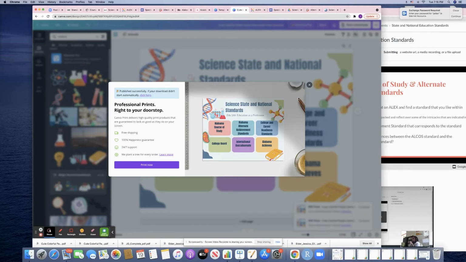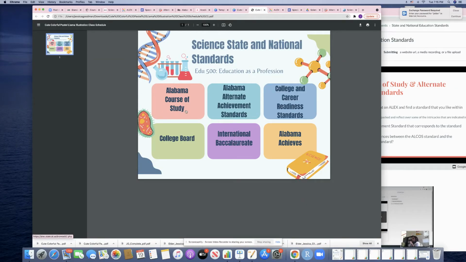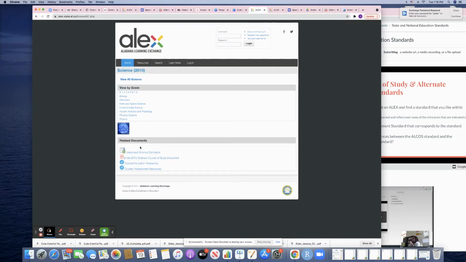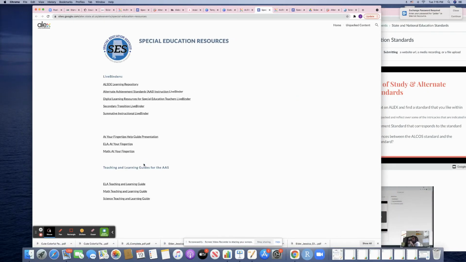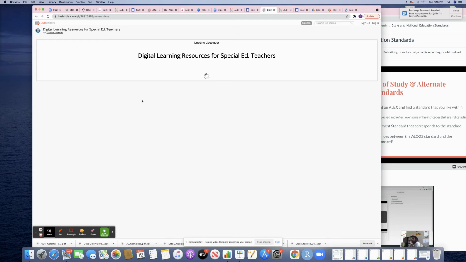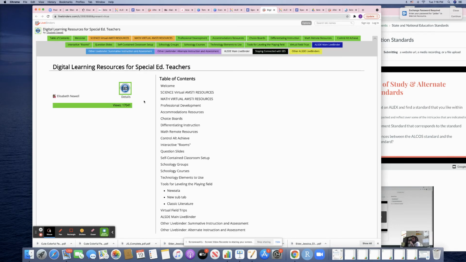And you'll notice also when you look at the job aid, and you click here on the Alabama course of study, down here you have special education resources that are linked. And then here's the Science Teaching and Learning Guide that I pulled up prior. But there's also this live binder here. Taking a moment to load. And here's some science virtual AMSTI resources that could be helpful.